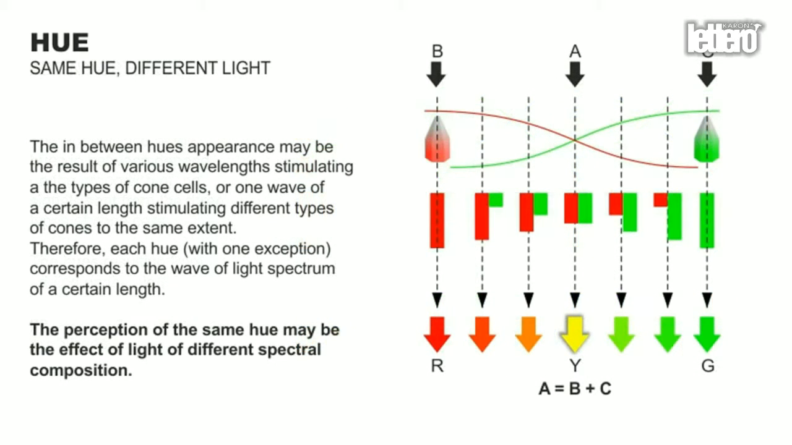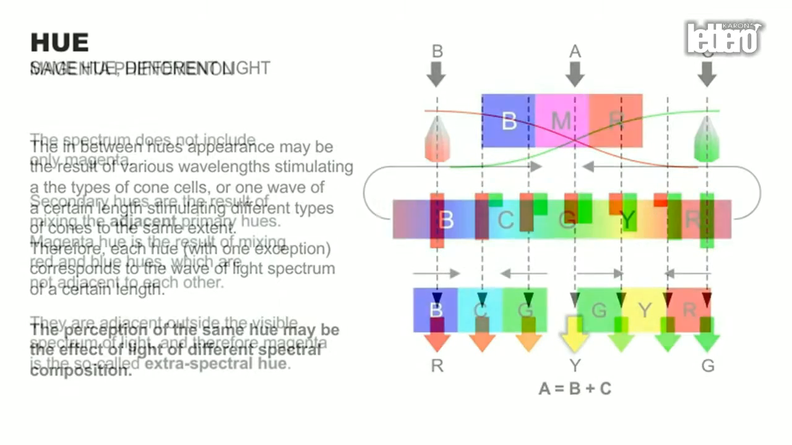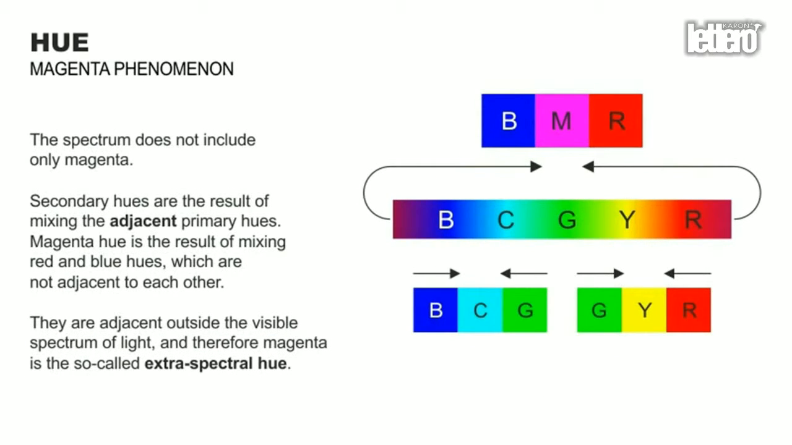The sensation of secondary hues may be the result of various wavelengths stimulating the groups of cone cells, or the result of one light wave stimulating different groups of cones to the same extent. Therefore, each hue, with one exception, corresponds to a light spectrum wave of a certain length. Sensation of the same hue can be the result of the activity of light with varied spectral composition. Only magenta is not included in the spectrum.